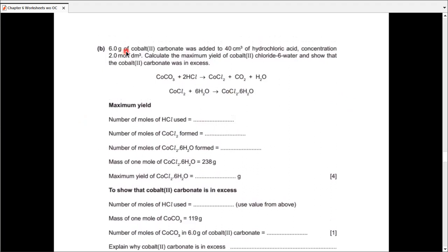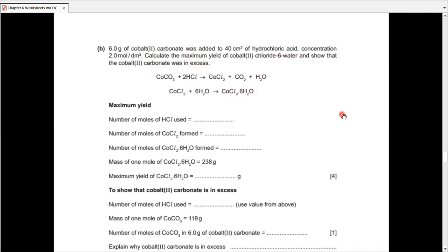So 6 grams of cobalt 2 carbonate, the formula for which is CoCO3, was added to 40 cubic centimeter of hydrochloric acid. The concentration of hydrochloric acid was 2.0 moles per decimeter cube. Now calculate the maximum yield of cobalt 2 chloride 6 water, which forms in the second step, and show that cobalt 2 carbonate was in excess, that even these 6 grams were in excess. We actually required less than what we have.